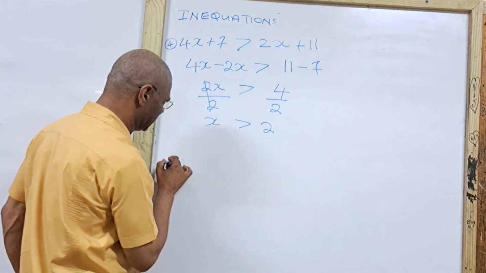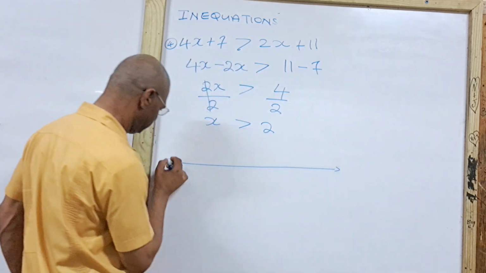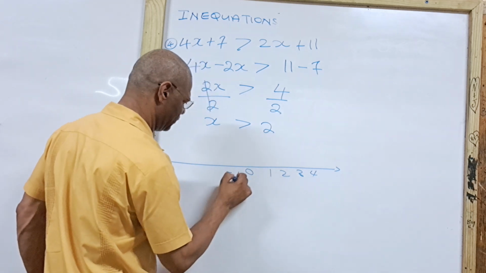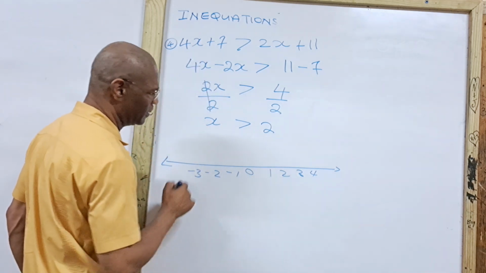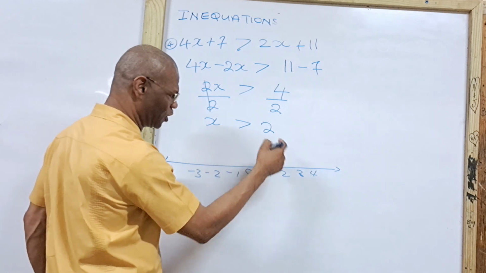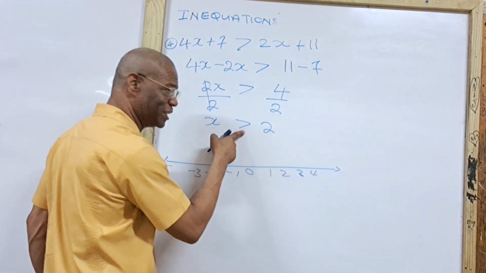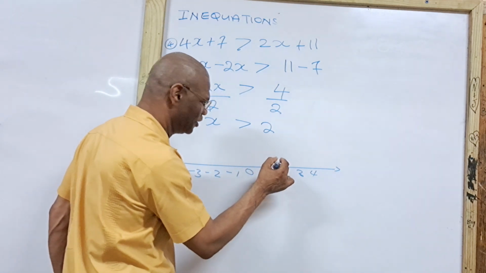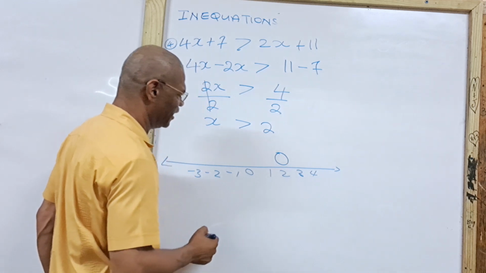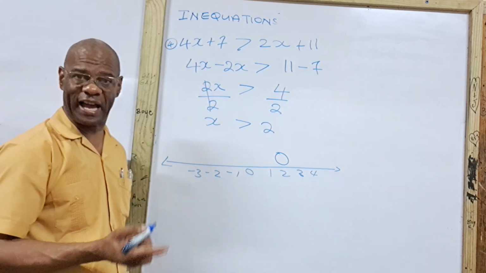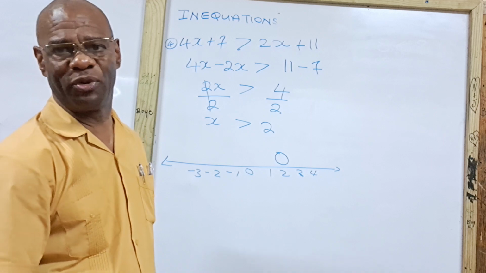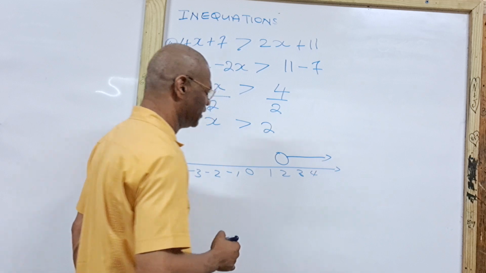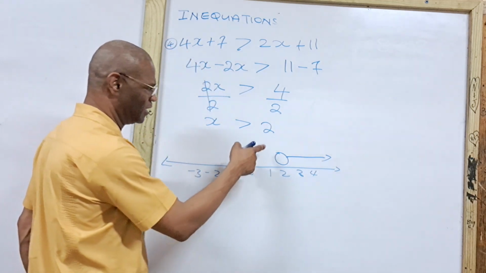Let's put that on our number line. 0, 1, 2, 3, 4, negative 1, negative 2, negative 3. So x is greater than 2, so we will identify 2, and notice that this doesn't say or equal to. So it means we're going to leave the circle unshaded. We identify our 2, and it says greater than. Greater than means that we are moving to the right. So we'll move to the right, like that. So x is greater than 2.